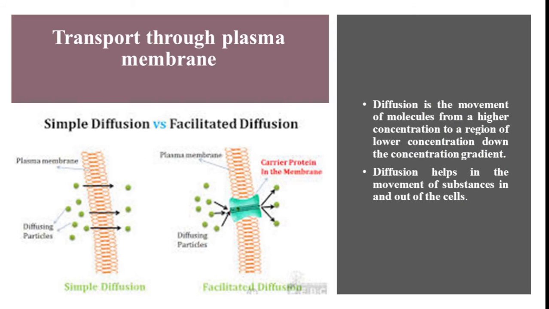Now let's discuss the transport through the plasma membrane. There are two types of transport which occur through the plasma membrane. First is simple diffusion and second is facilitated diffusion. Now first understand what is diffusion. Diffusion is the movement of molecules from a region of higher concentration to a region of lower concentration, down the concentration gradient.